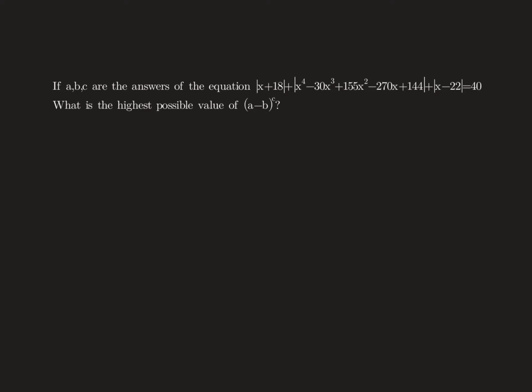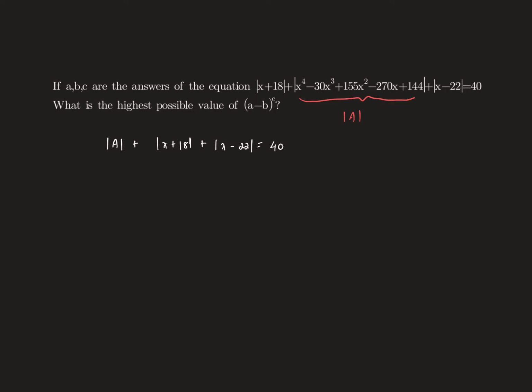I'm just going to give this one as absolute of a, because we won't care about this term right now. So what we'll have is, I'm going to rewrite it as absolute of a plus absolute of x plus 18, then absolute of x minus 22 equals 40.